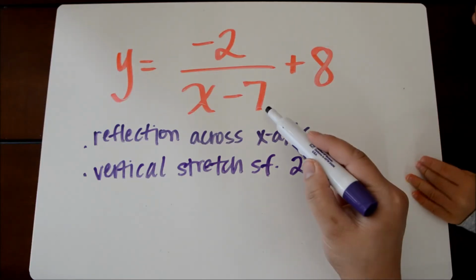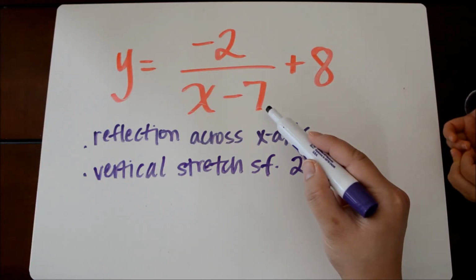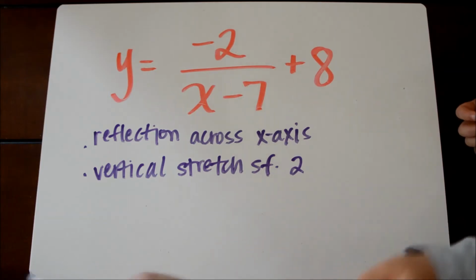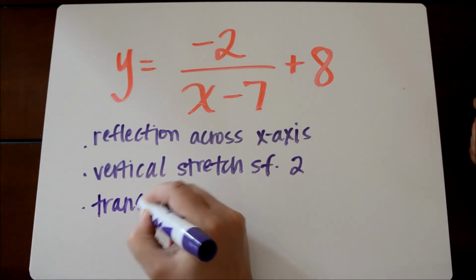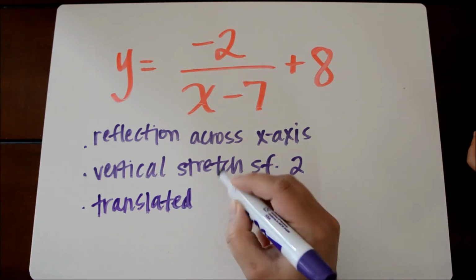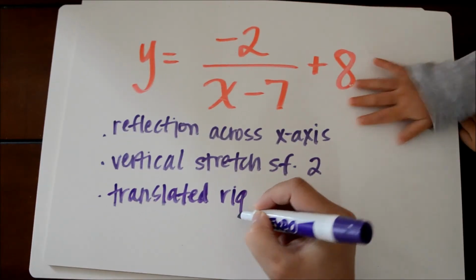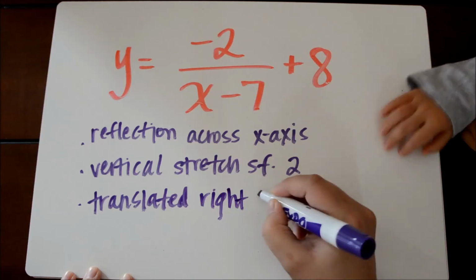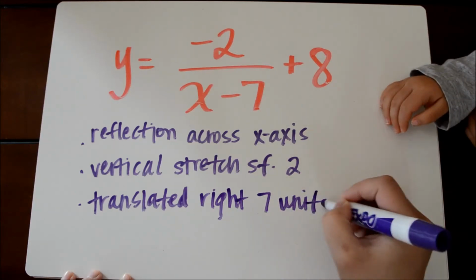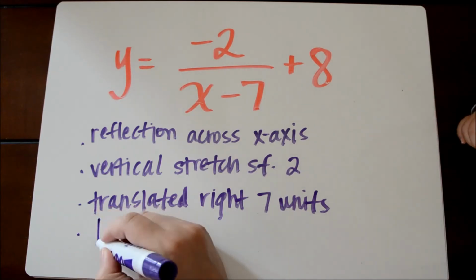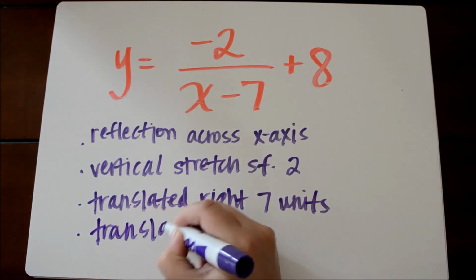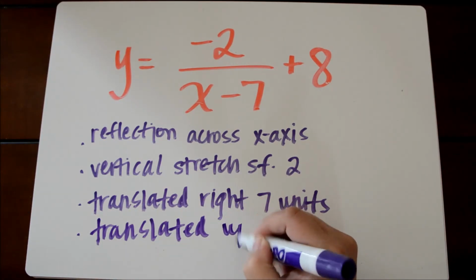So here our h value is actually a +7 because we already had a -7 in our transformation function, or we already had a minus sign in the transformation function. So this means our graph translates to the right 7 units. And our k value is a +8, so that means our graph translated up 8 units.